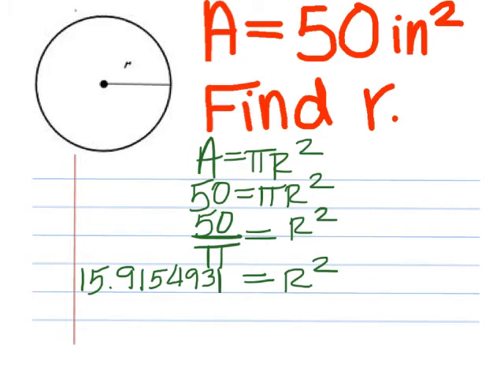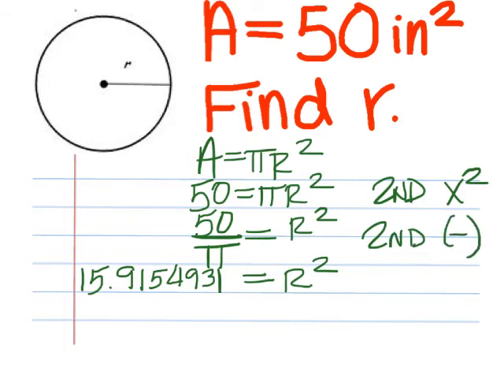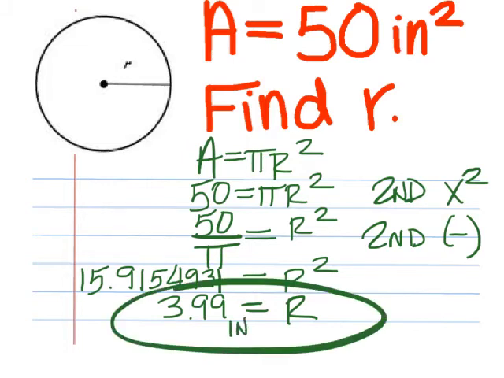You have to do one more step to find the answer. With that number in your calculator, hit second x squared and then second negative sign, and that will give you the square root of that number. Round that to the hundredths place, which is 3.99, and the square root of r squared is simply r. And don't forget your measurement. It is in inches. It's not inches squared because it's a measure of the length of this radius, not area or volume.